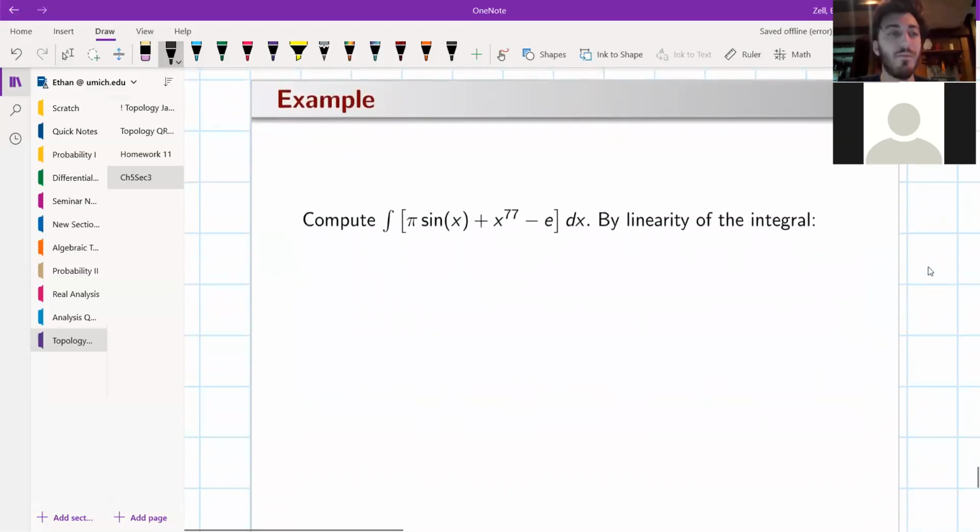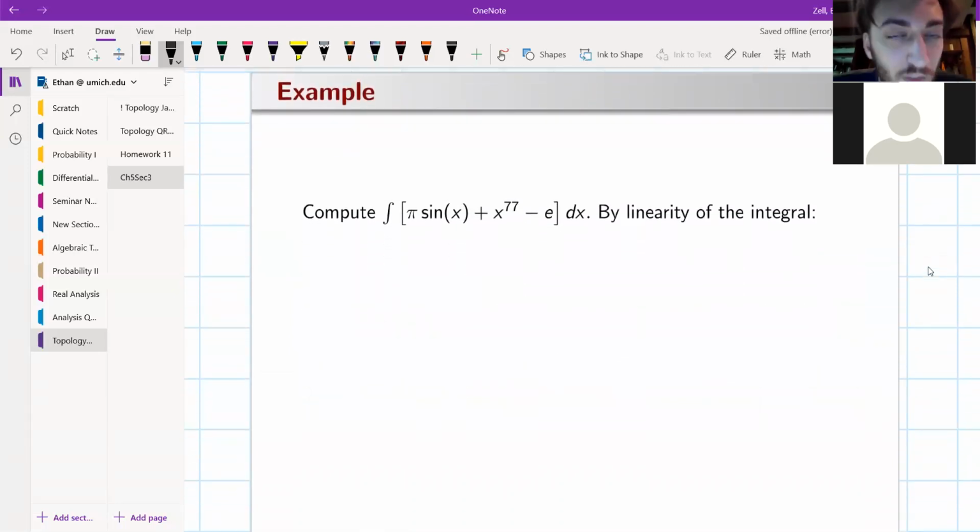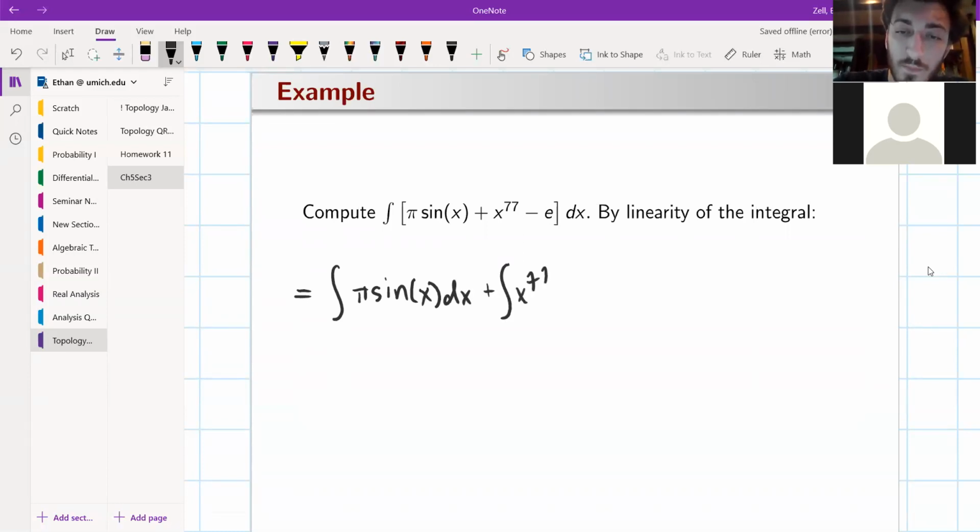So let's do an example. I just threw a lot of properties at you. Let's do an example to see how they're used and to make sure we're using them correctly. So first, we have this horrible thing in here. Well, maybe I'm going to make my life a little bit easier and apply linearity of the integral. So if I do that, I'm going to split up all these things into their own pieces that are hopefully easier to deal with.